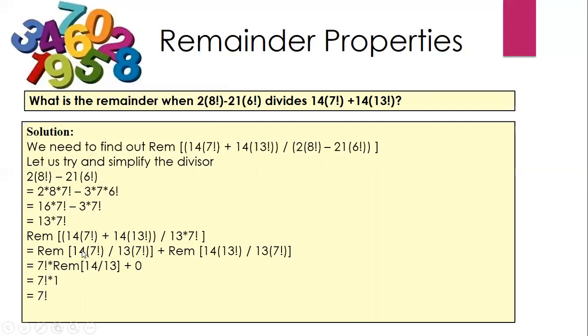Here, a commonly made mistake, what will they do? They will cancel the 7 factorial, and then say the answer is 1 plus 0, which is 1. But that is not the right answer. Here when you cancel the value, in the final answer you need to multiply with that value. So 7 factorial into 1 will be 7 factorial, which is our answer.